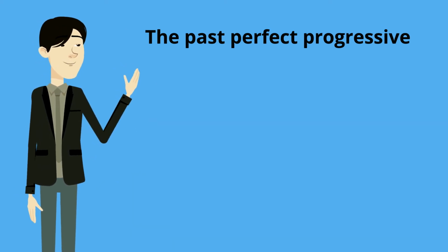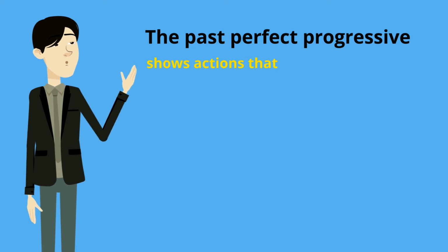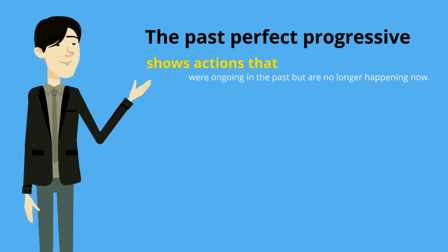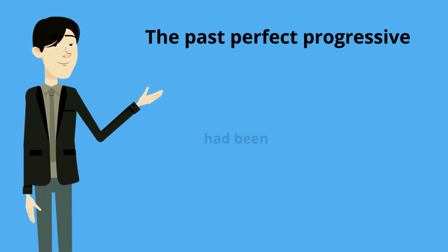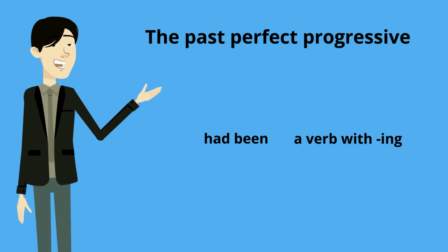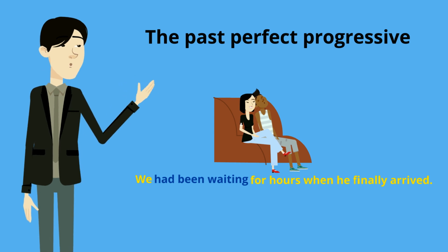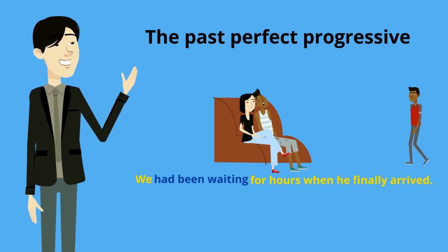The past perfect progressive shows an action that was ongoing in the past but is no longer happening now. It is usually interrupted by another action. We form this by adding had been and a verb with ing. Example: we had been waiting for hours when he finally arrived.